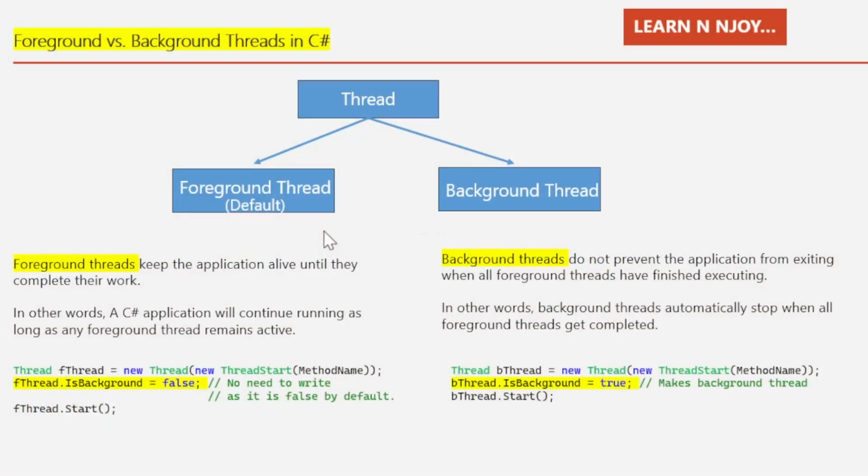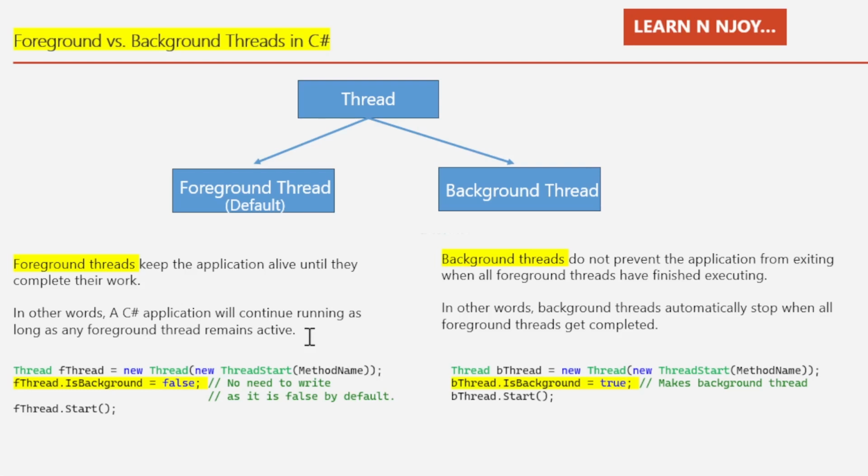Foreground versus background threads in C#. Thread has two types: foreground threads, which is the default one, and the background thread. The primary distinction lies in their life cycle and how they impact the application termination. Let's start with the foreground threads. In C#, foreground threads keep the application alive until they complete their work. This means that our C# application will continue running as long as any foreground thread remains active.